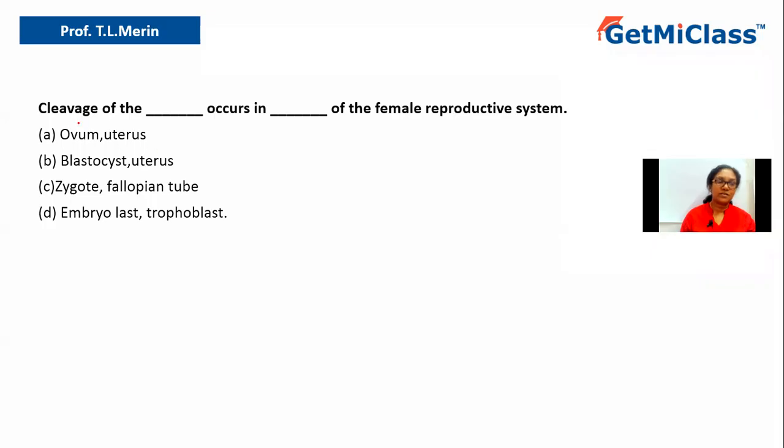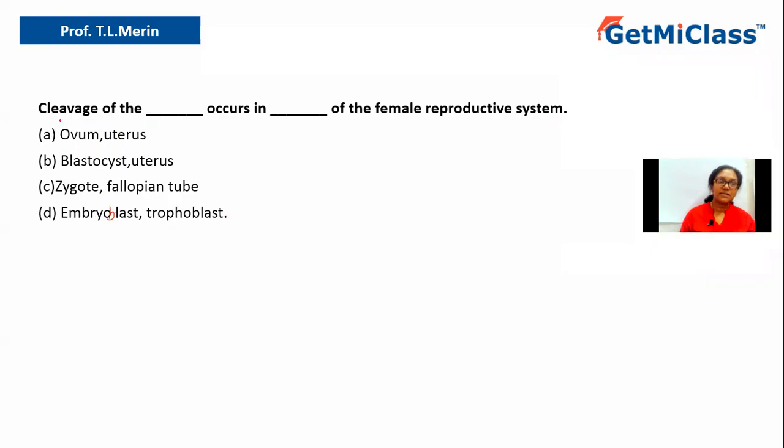Today we are going to solve this question: cleavage of dash occurs in dash of the female reproductive system. Option A, ovum, uterus. Option B, blastocyst, uterus. Option C, zygote, fallopian tube. Option D, embryoblast and trophoblast.